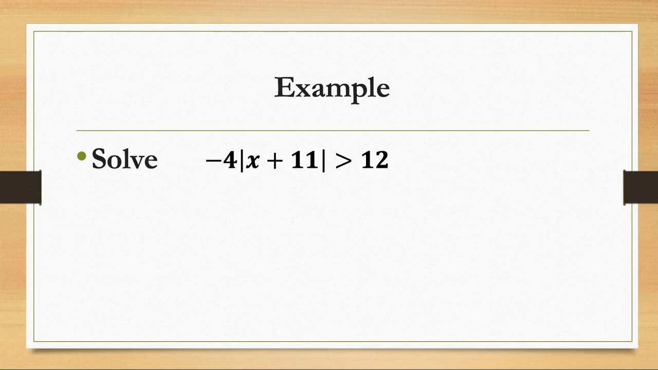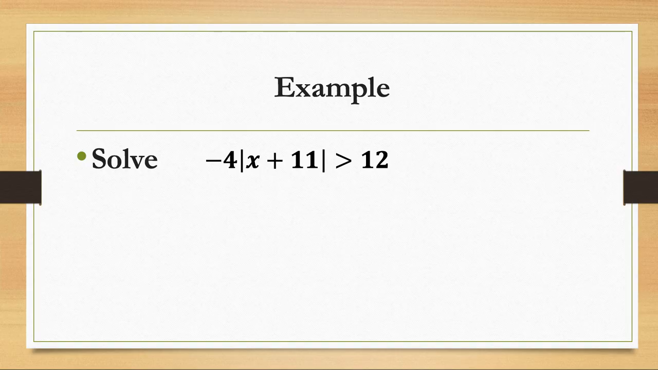Our final example is different in the sense that it has a number in front of the absolute value. So when we are solving absolute value equations, it is most helpful to have the absolute value by itself on one side of the equation. So before I worry about trying to figure out if I'm going to write a combined inequality or separate it into two problems, the first thing I'm going to do is get rid of that negative 4.